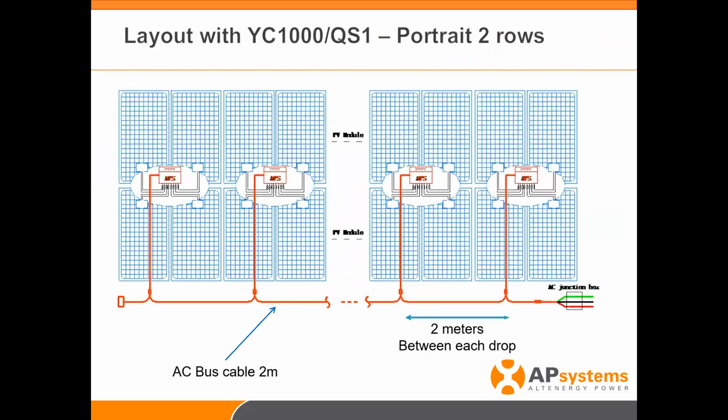Let's try to take it to the next level here. So this is the YC1000 or QS1, the 4-input inverters, portrait 2 rows. And you'll all hear me in these training sessions. You always hear me about the 2x2 configuration, 2x2. Here it is, 2x2. You get 2 here, 2 here. Again, inverter goes right down to the middle here. Junction boxes are all facing each other. So they're shorter leads, and in most cases, we'll be able to plug in directly.